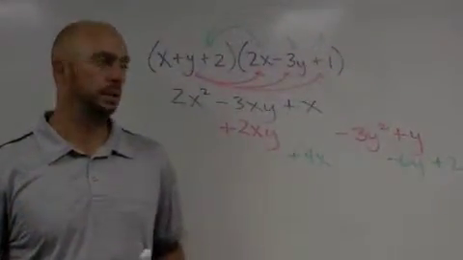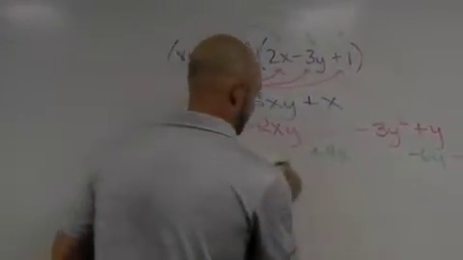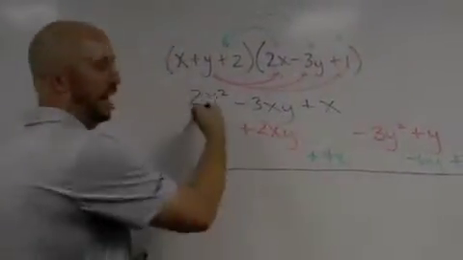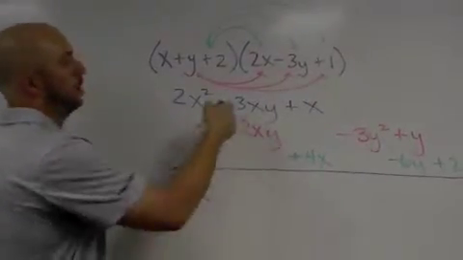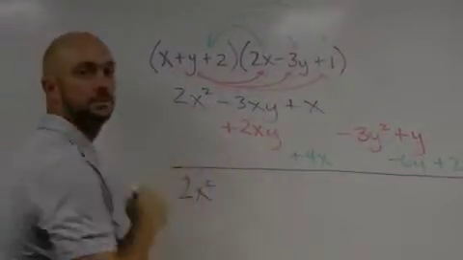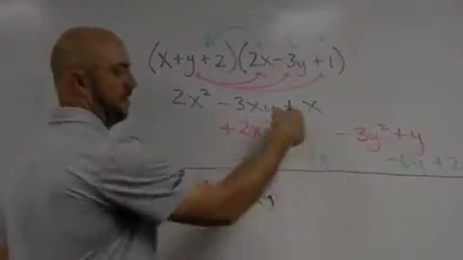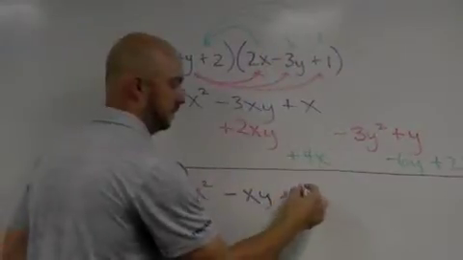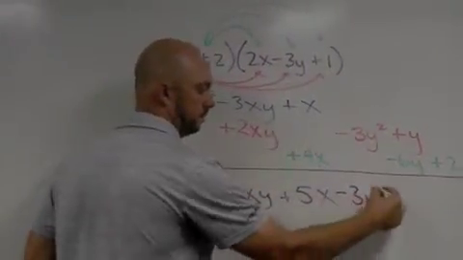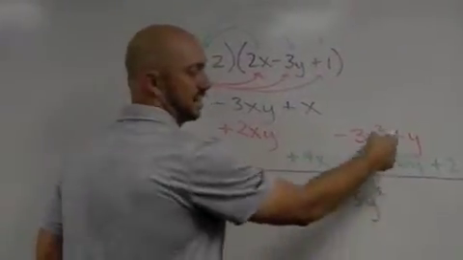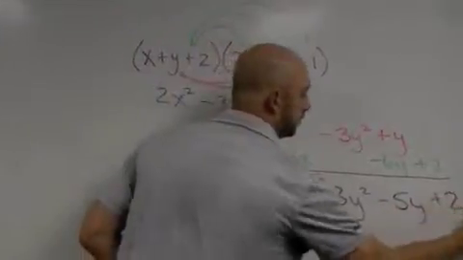Last but not least, we're just going to combine like terms, write a polynomial. We're going to add straight down these columns. 2x squared, nothing. Oh, negative 3xy and a positive 2xy, that's a negative xy. 4x and 1x is 5x. Minus 3y squared and nothing. Negative 6y and 1y is negative 5y, plus 2.